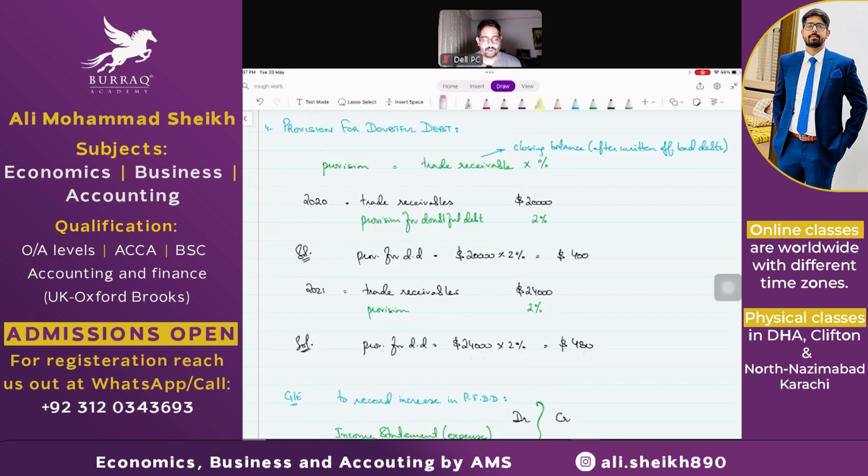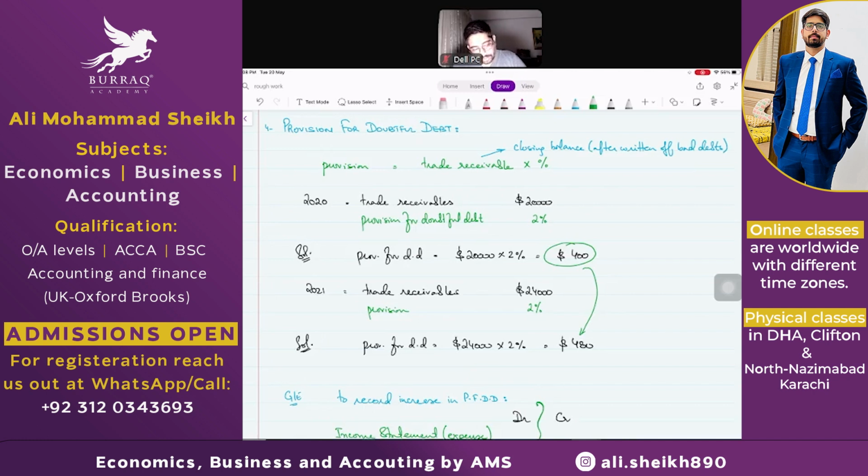Over here the last year balance is $400 and this year it has become $480. So the risk of bad debts has increased because the provision has increased. Whenever provision increases, it's a risk that is increased, that is, this amount of receivables might get bad debt, might be irrecoverable for the business.